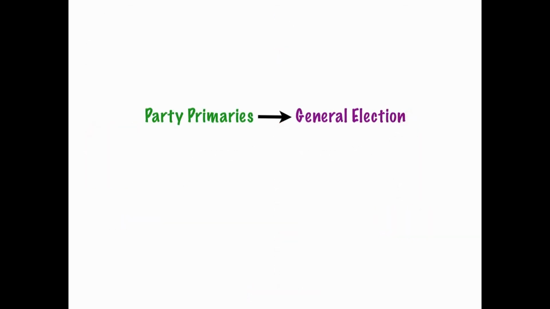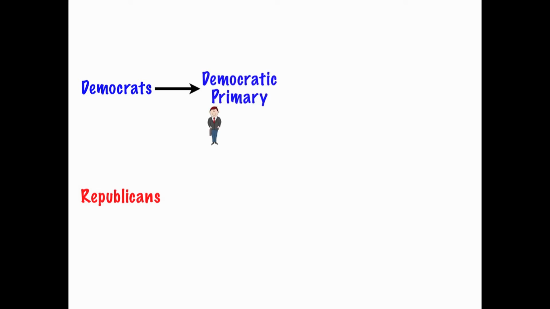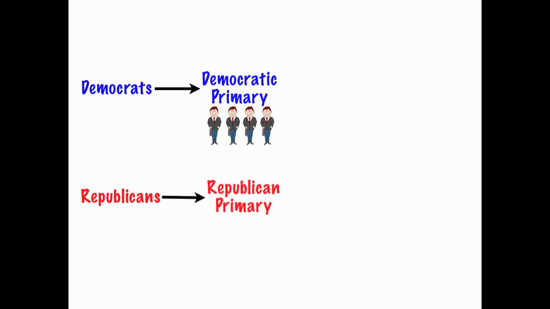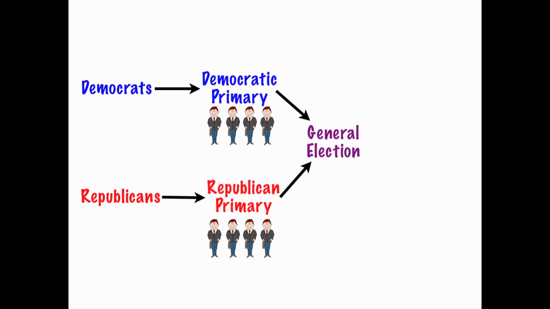Now let's see how the entire process unfolds from the primaries through the general election in the context of the U.S.'s two dominant political parties, the Democrats and Republicans. Democrats hold their primary, in which one or more Democrats vie for the nomination, and Republicans do the same. Each party selects one person to move on to the general election. In the general election, there will be one Democrat versus one Republican, and the candidate who gets the most votes wins.